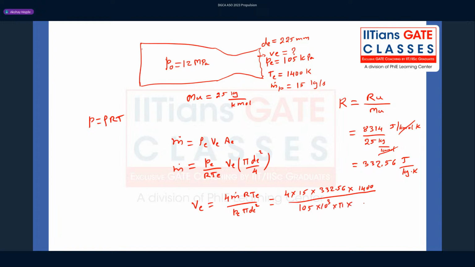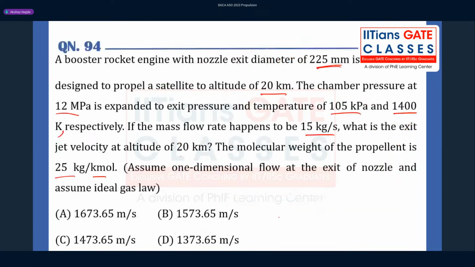So pi into 225 into 10 to the power of minus 3, whole square. So we should be able to get an exit plane velocity of around 1672.8 meters per second. If you look at the given options now, that is close to 1673 meters per second. Fine.